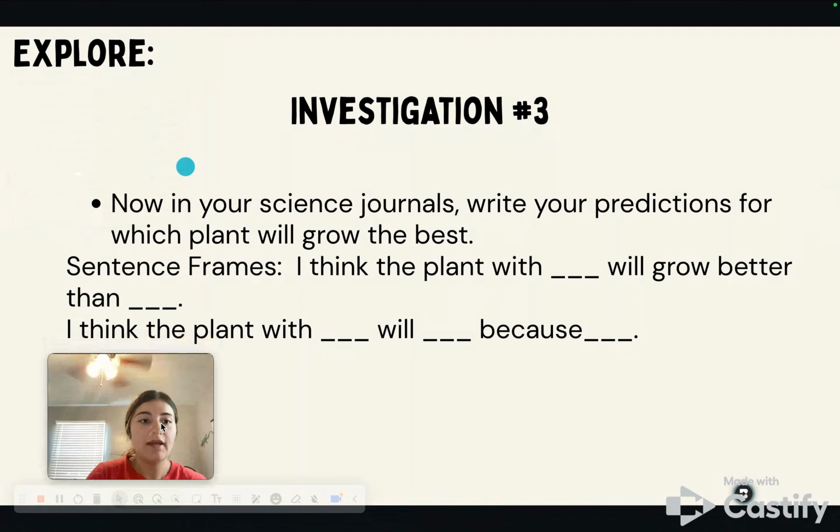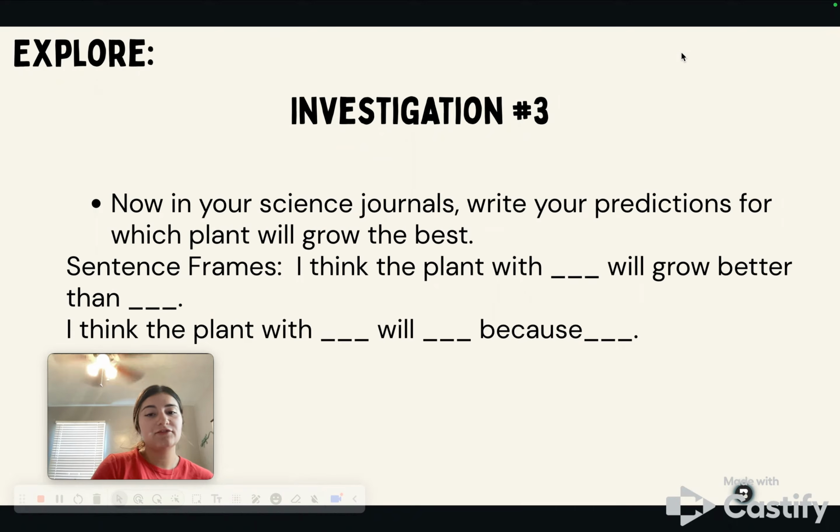All right, so each of you are also given a science journal. Now, in your science journal, I want you to write your predictions for which plant will grow the best. So here are some sentence frames I want you to use. You're going to write, I think the plant with blank will grow better than blank. So do you think the plant that has water but no sun will grow better than the plant with no water and no sun? You're going to write that down, okay?